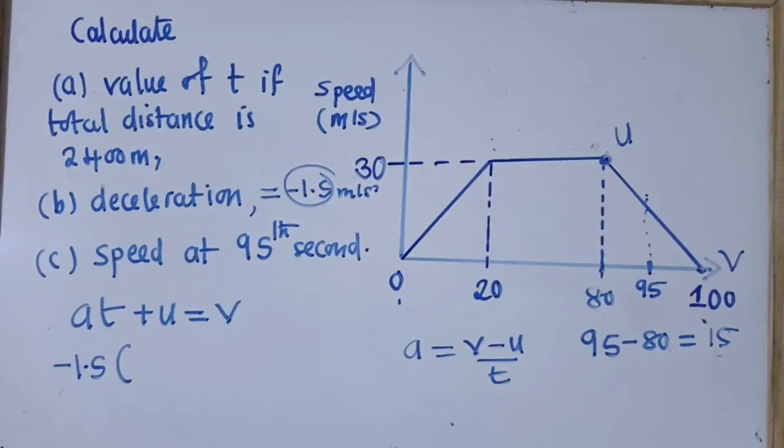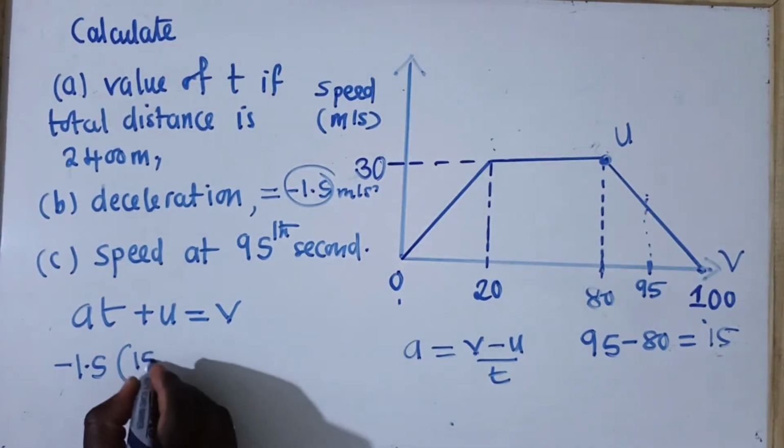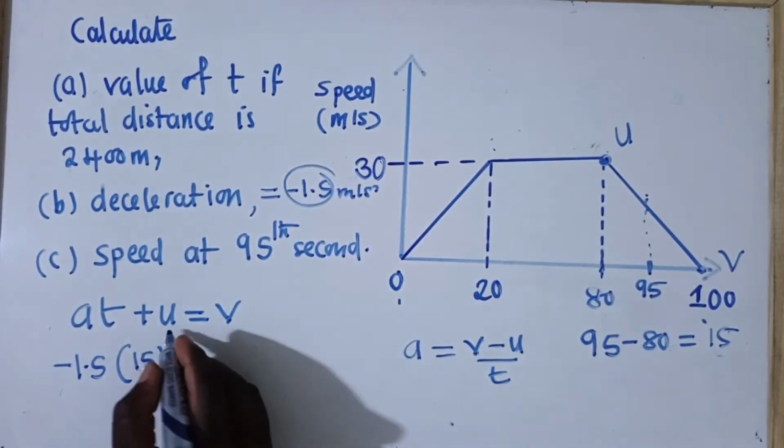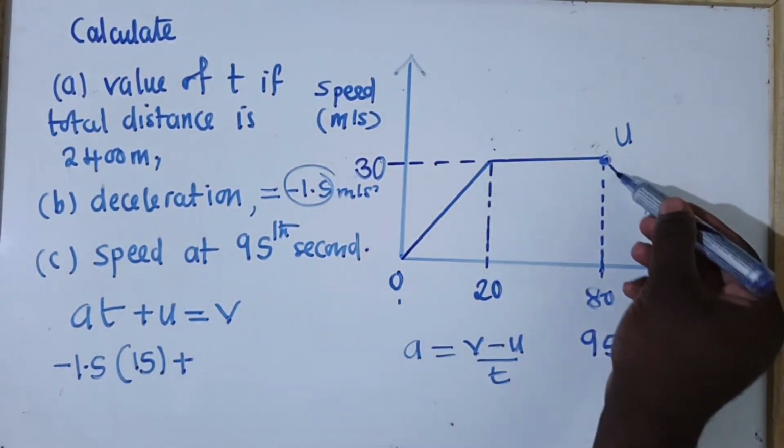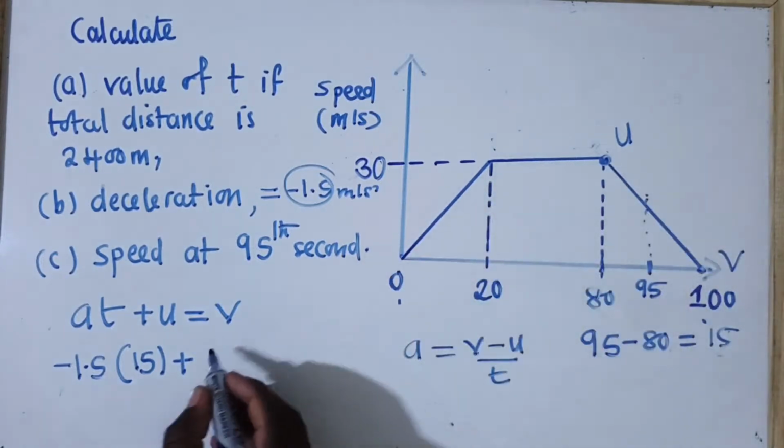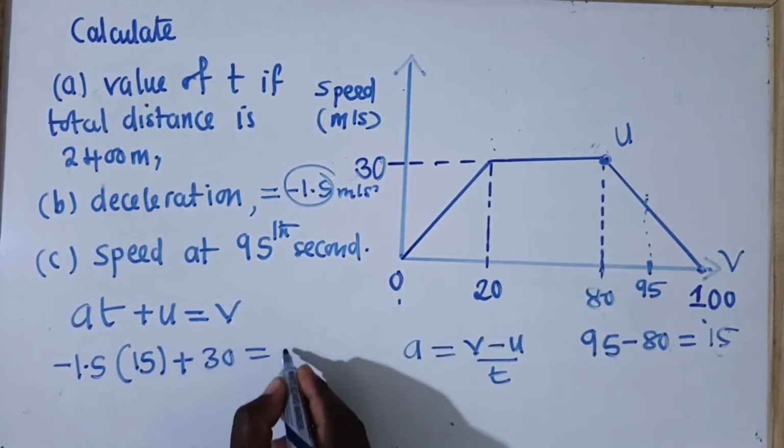Okay? Are we together up to here? Do you guys understand up to here? So that's 95 minus 80. It's giving us 15. Okay, it's clear, right? So now this 15, you write it where T is, plus the U. We said U is where it started decelerating. It's 30. So we shall say plus 30 is equal to V.